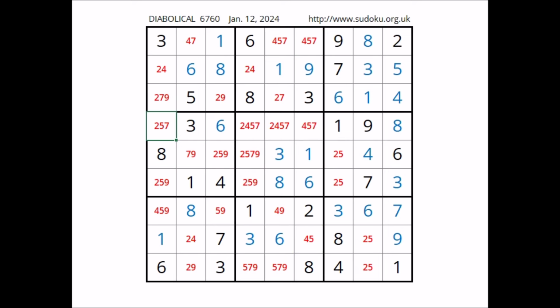Take a look. In this column, 7 can be here, 7 can be here. Now take a look at this second column. 7 can be here, 7 can be here. These two places are in the same row. So we have a skyscraper situation for number 7. Look, in this place cannot be number 7.